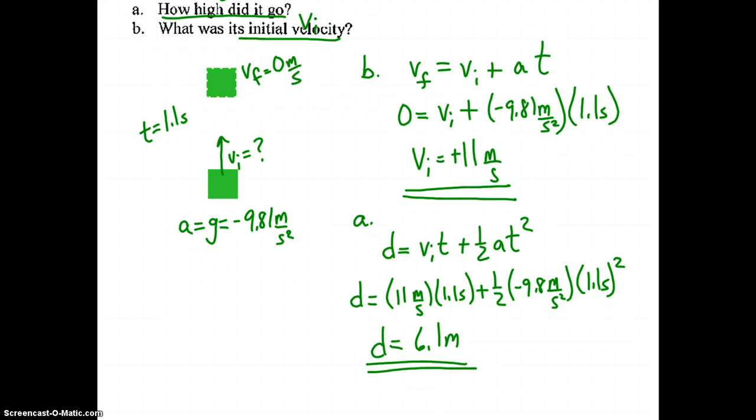Okay? All right, that'll do it for these 2 problems, and more on one-dimensional kinematics vertically in class tomorrow.